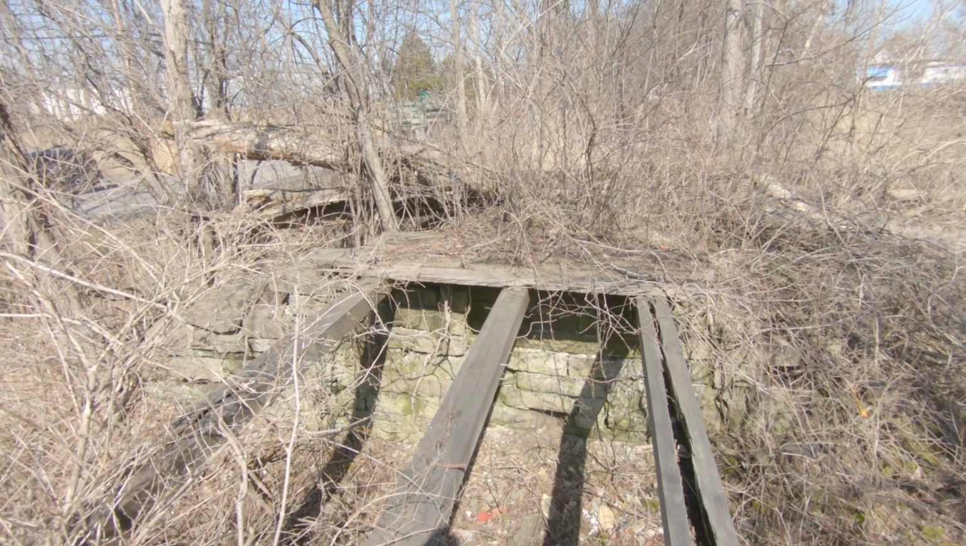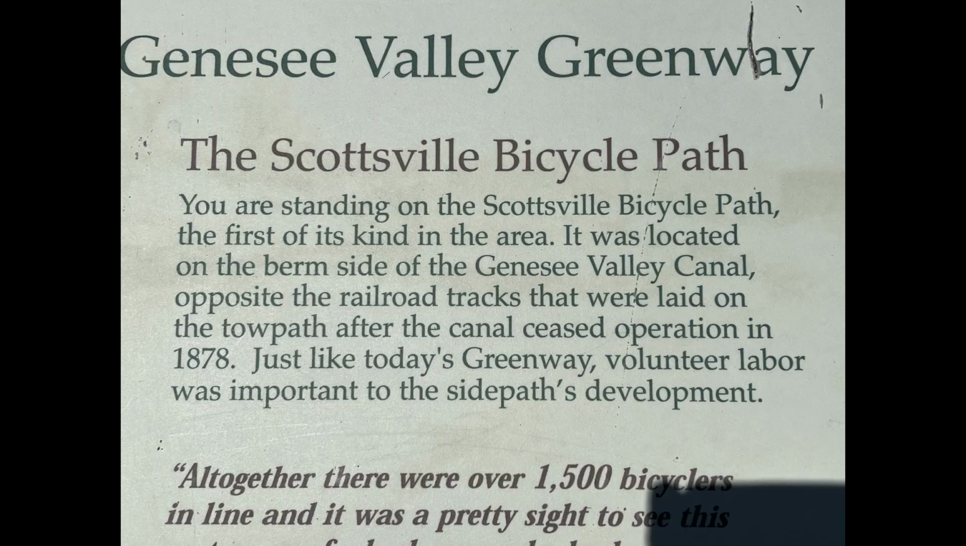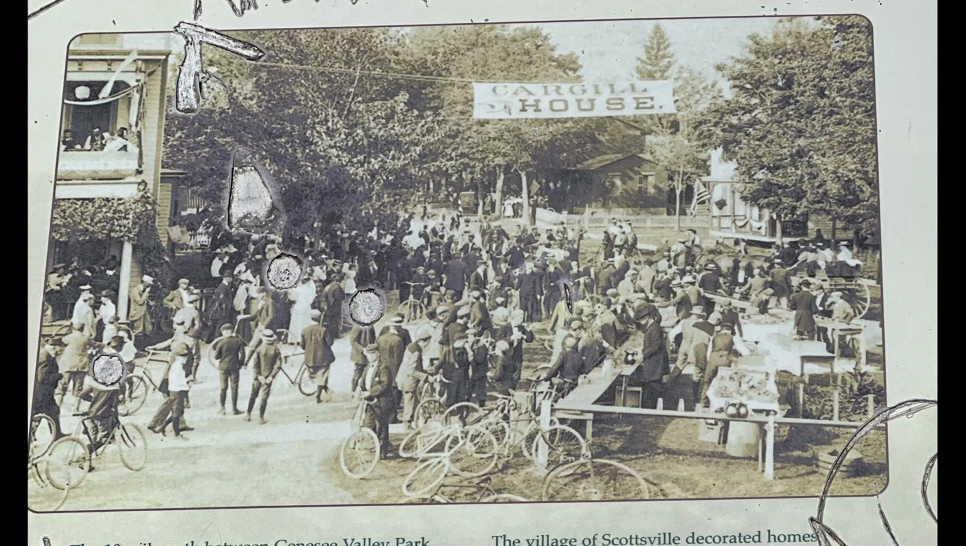A couple of days after I videoed this, I found out that a 10-mile bicycle path from the Genesee Valley Park to the village of Scottsville opened in 1896, built on the west side of the berm of the Genesee Valley Canal, opposite the railroad tracks. And so they would have had to build a wooden bridge over the spillway. And here's a crowd of bicyclers in the Genesee Valley Park waiting to use the new trail when it opened in 1896.